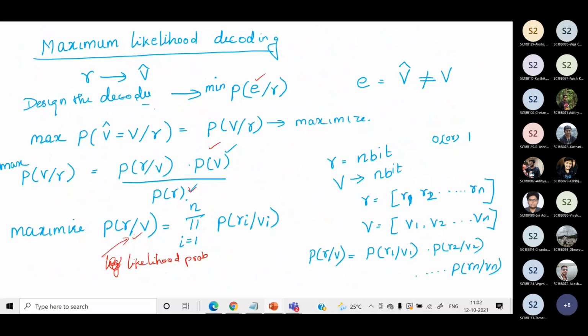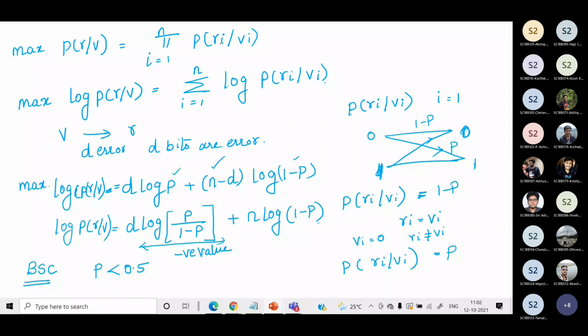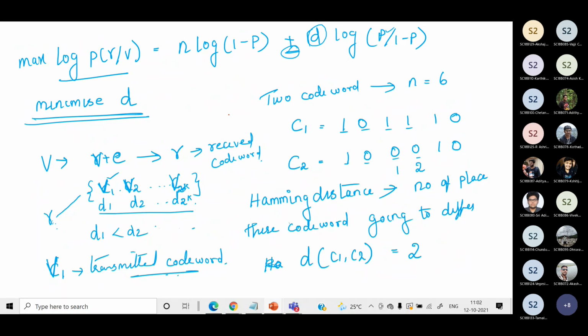Okay, ma'am. So here it is the product of each individual P of Ri given Vi. Instead of maximizing this probability, I can take a log of this probability. When I take the log, this product becomes a summation. Next, I am making an assumption that d bits of error have occurred in the received vector. So this summation becomes d times log p plus n minus d bits are correct, whose probability will be 1 minus p, so log of 1 minus p. Rearranging it, we get this.